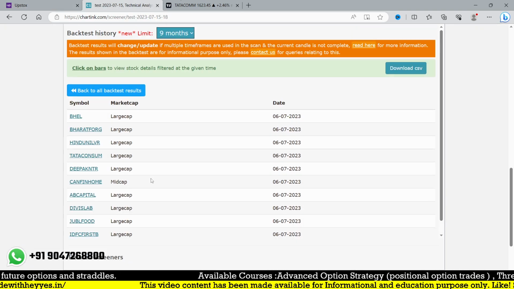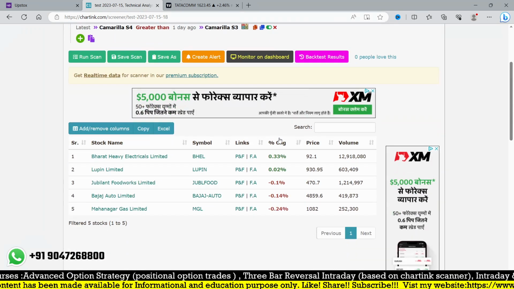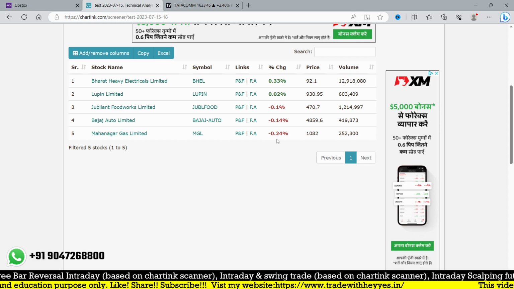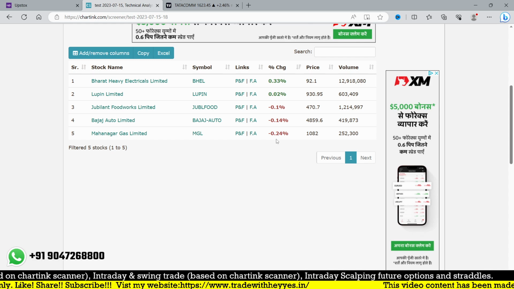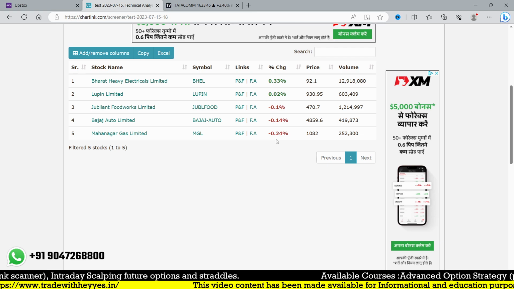This is the scanner, and this is the backtest result for these stocks, and those are all the breakout stocks for tomorrow based on this Camarilla pivot: Bharat Electricals, Lupin, Jubilant Food, Bajaj Auto, and MGL. So let me track the stocks on Monday. If you find any good opportunities, we can go for it.